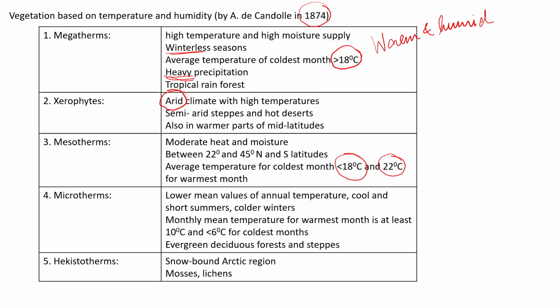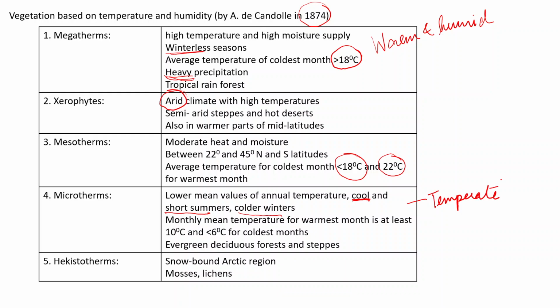The microtherms have lower mean values of temperature, with cool and short summers and colder winters. Now we are entering the temperate region. So, we are entering the temperate zone.